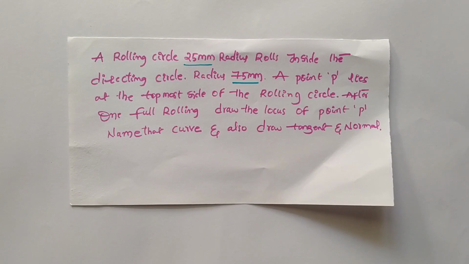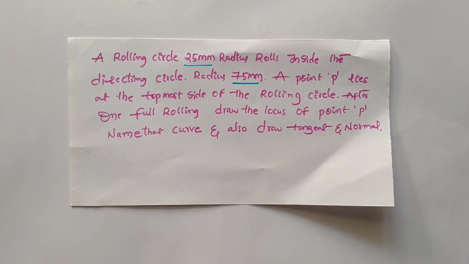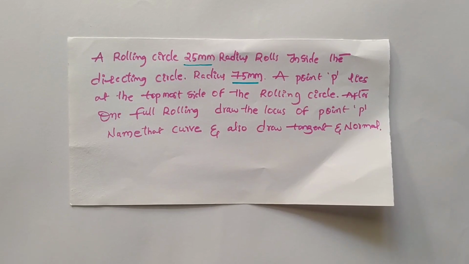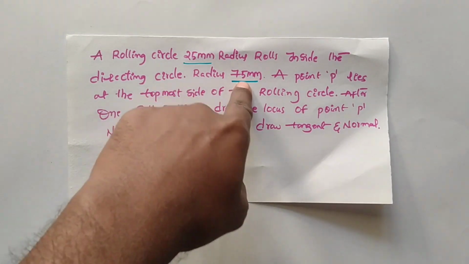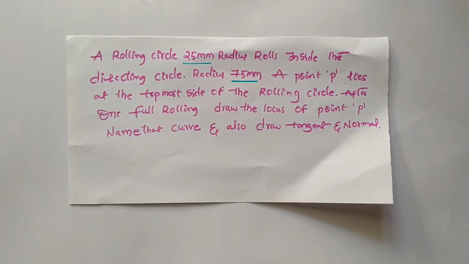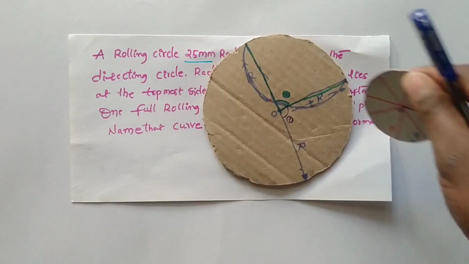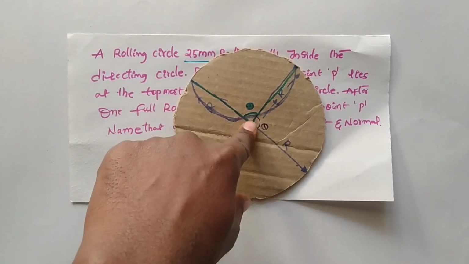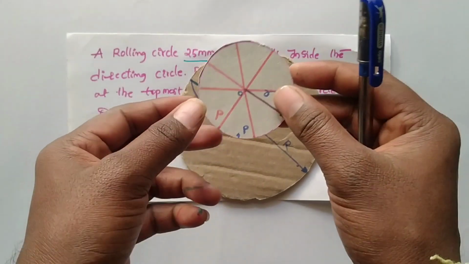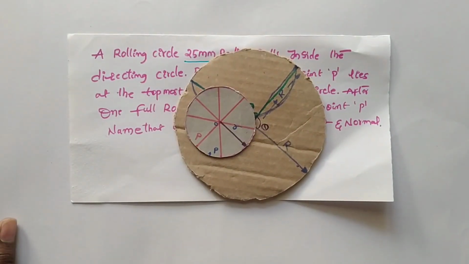After completion of one full rolling, draw the locus of point P, name that curve, and also draw the tangent and normal. The radius of the rolling circle is 25 mm, and the radius of the directing circle is 75 mm. Let this be a directing circle with 75 mm radius. Let this be a rolling circle with 25 mm radius.